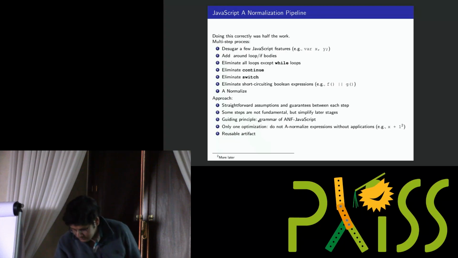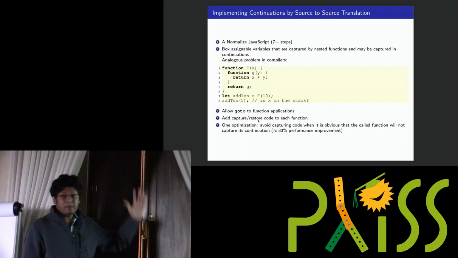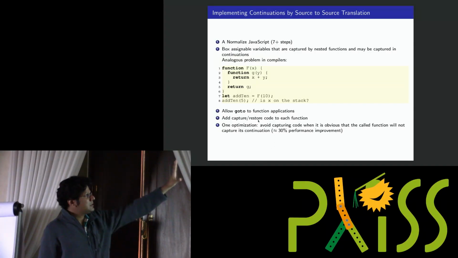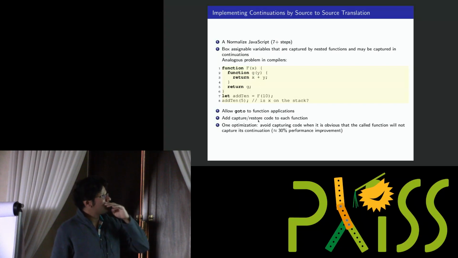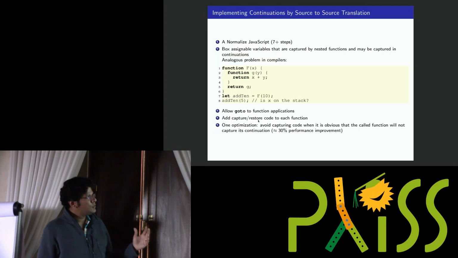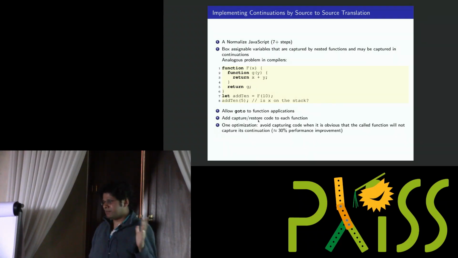Okay. Just to be clear, that was just A-normalization. So the actual procedure is as follows. We A-normalize JavaScript. That's 7+ steps. The second step we do, I think this is worth understanding, is that we box assignable variables that are captured by nested functions and may be captured in continuations. So let's not try to understand that yet.